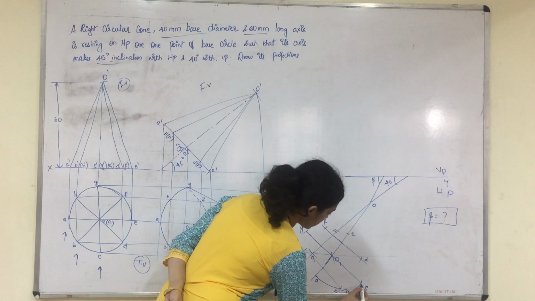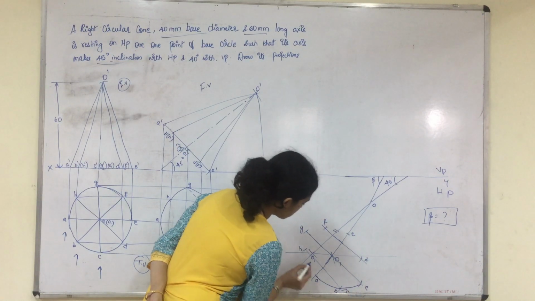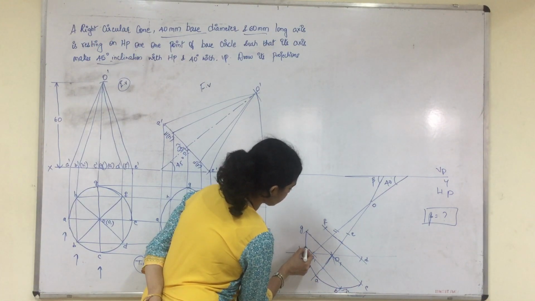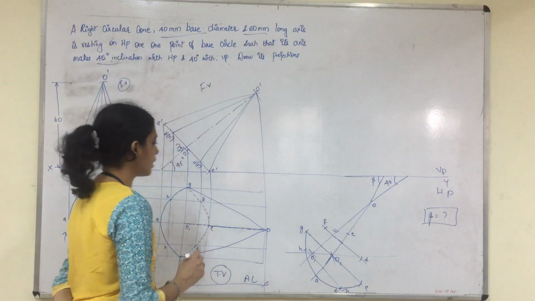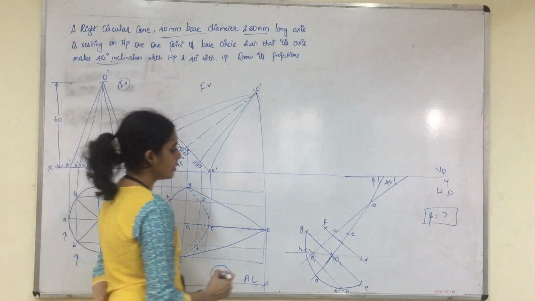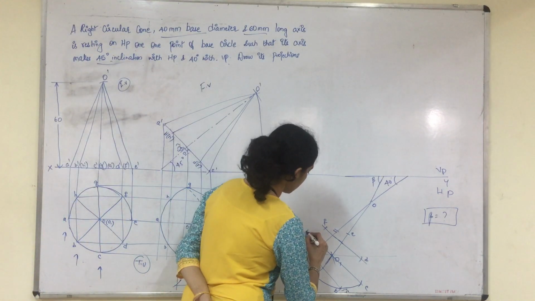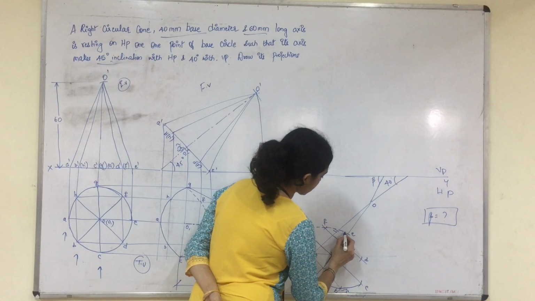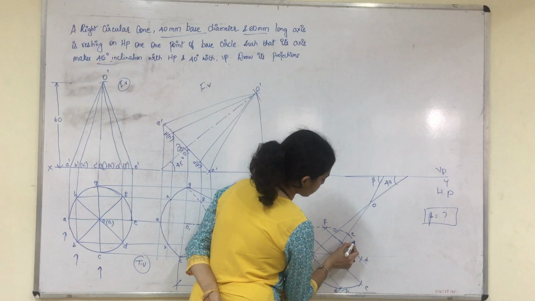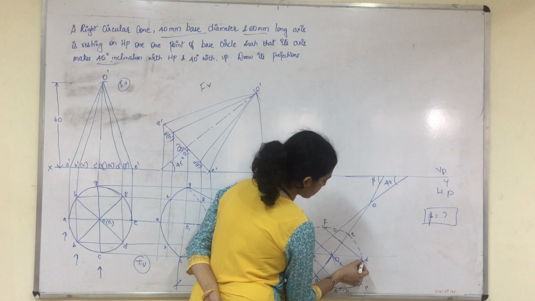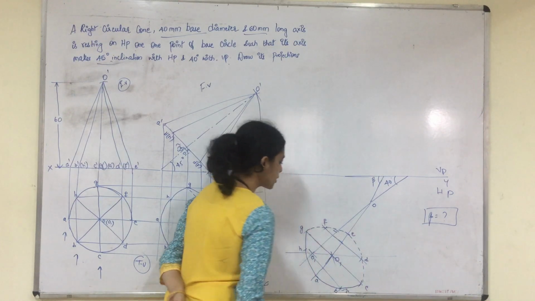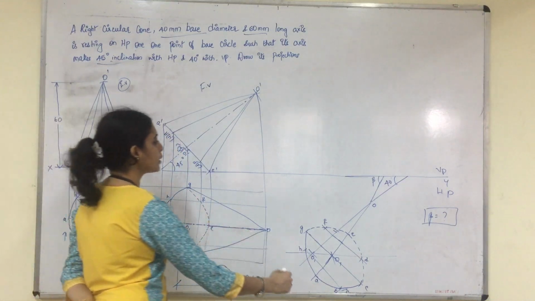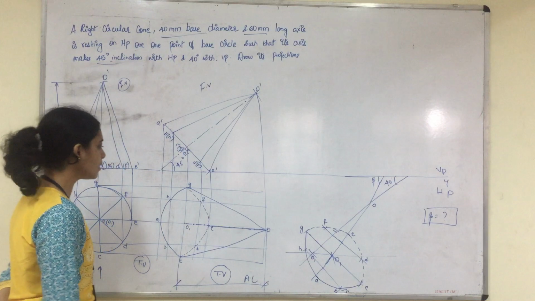A to B is visible, B to C is visible, H to A is visible, G to H is visible. The other part is hidden. So just show the hidden line from G to F, F to E, E to D, G to C. So we have just shifted our base circle to our beta angle.